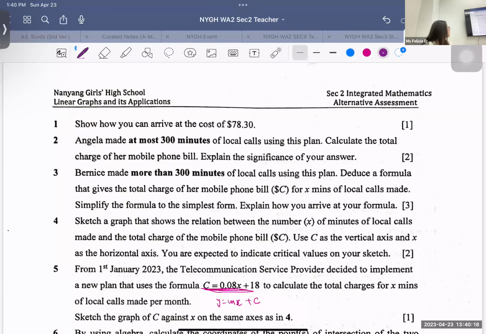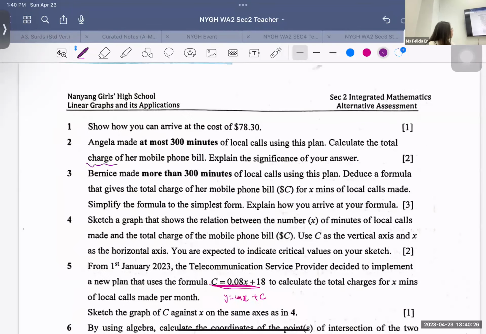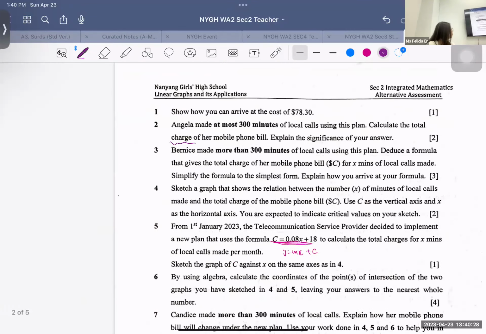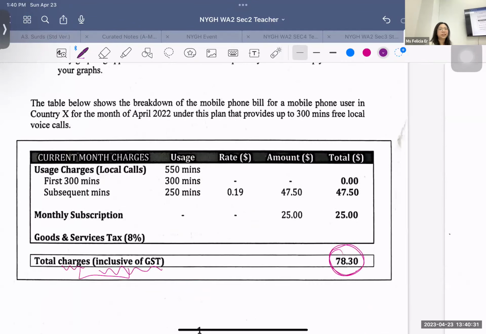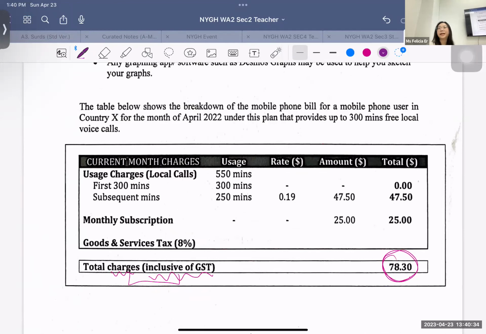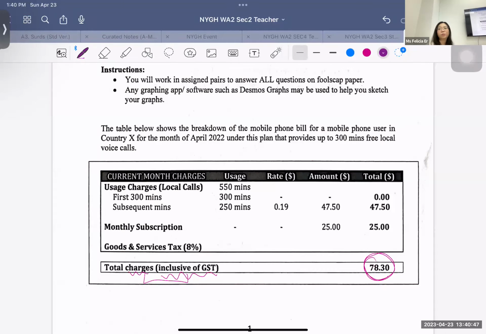And they ask you to calculate the total charge of her mobile phone bill. Keyword is charge. Just now, what were we looking at? We were looking at the first question. Remember, when they ask you for total charges, you have to include GST. Yes, exactly. Some students have reached out to me and told me that their answer is 25, but does 25 include GST? No. So you actually have to take $25 times 1.08. You guys know why it is 1.08? Yes, exactly.